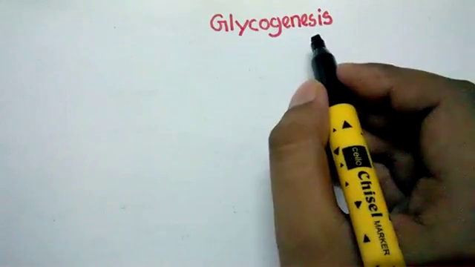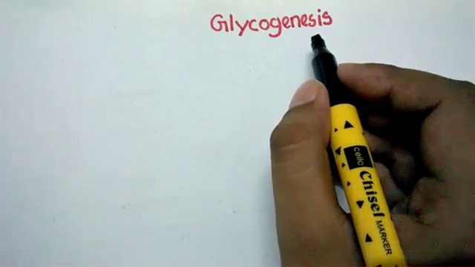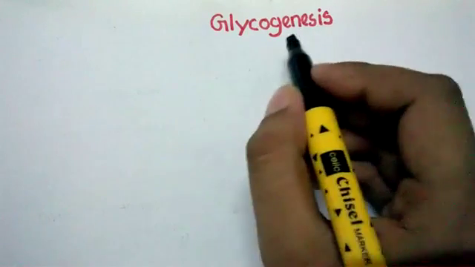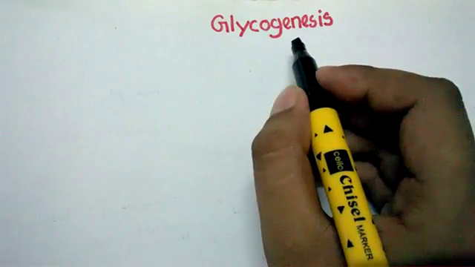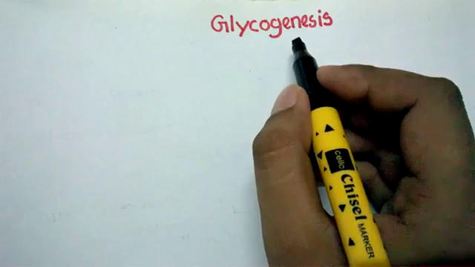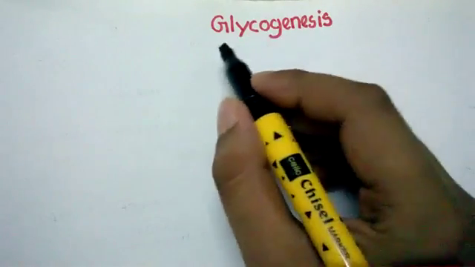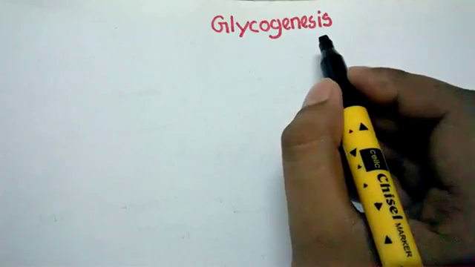When we take a meal of carbohydrate, it gets broken down into glucose, and that glucose has to be stored somewhere inside the body as an energy reserve. The glucose is usually stored in the liver or in the muscles, and the process by which glucose gets converted into glycogen, a storable form, is called glycogenesis. So let's see step by step how this glycogenesis process occurs.